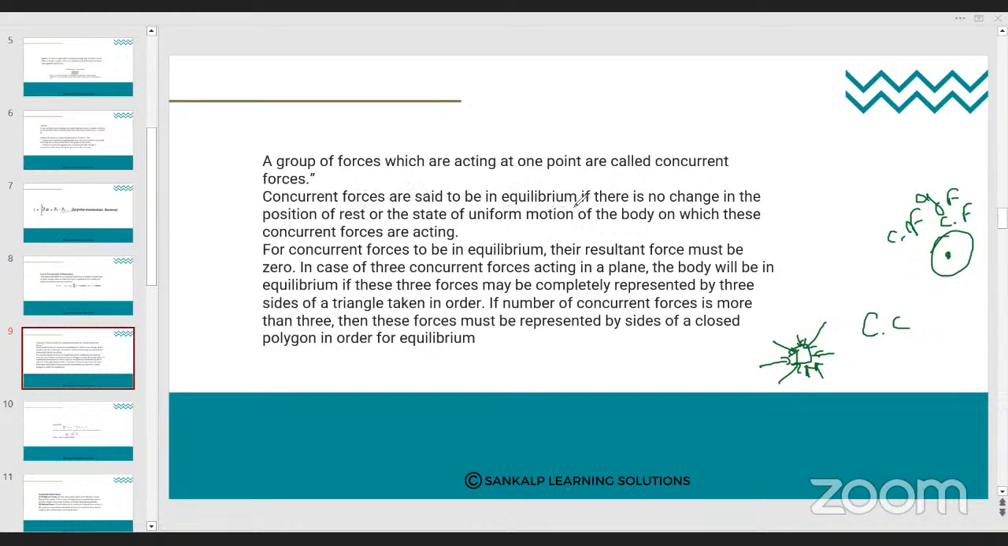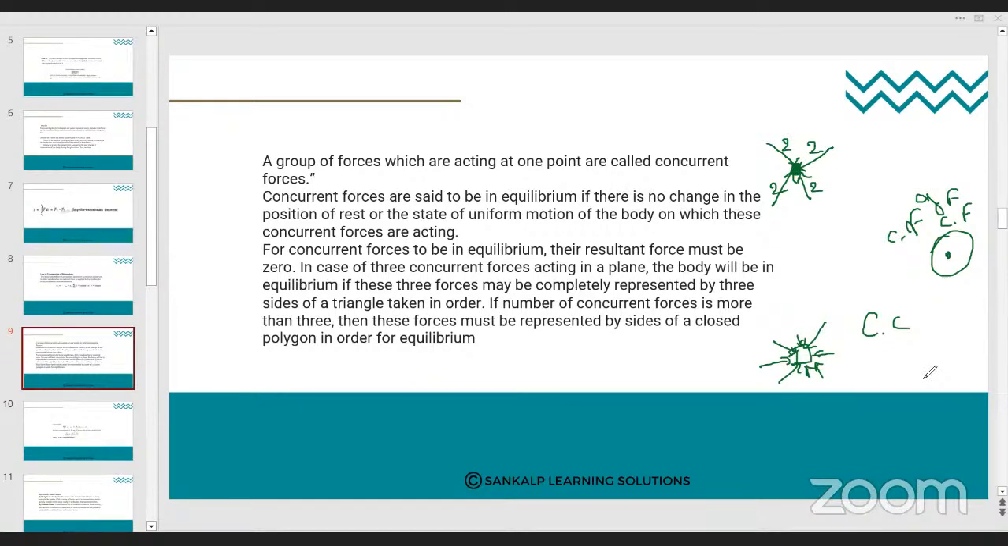Concurrent forces are said to be in equilibrium if there is no change in the position of rest or the state of uniform motion of the body on which these concurrent forces are acting. Equilibrium means, for example, consider an object with forces acting in 4 directions. Suppose each force is 2 Newton. When all the forces are 2 Newton, in which direction will the body move, students? Can you tell me?